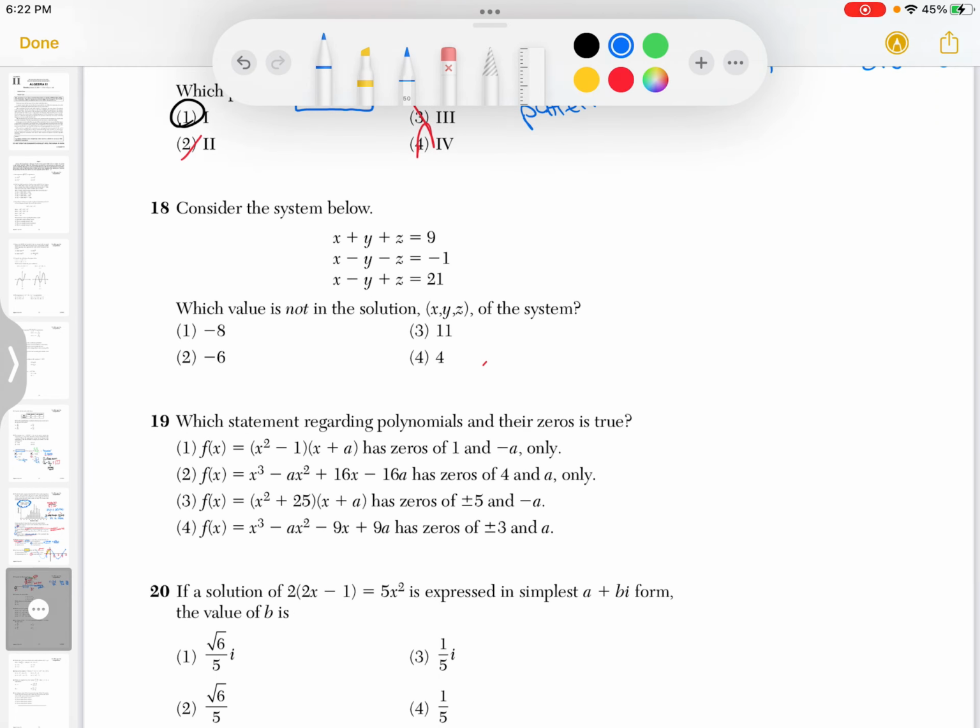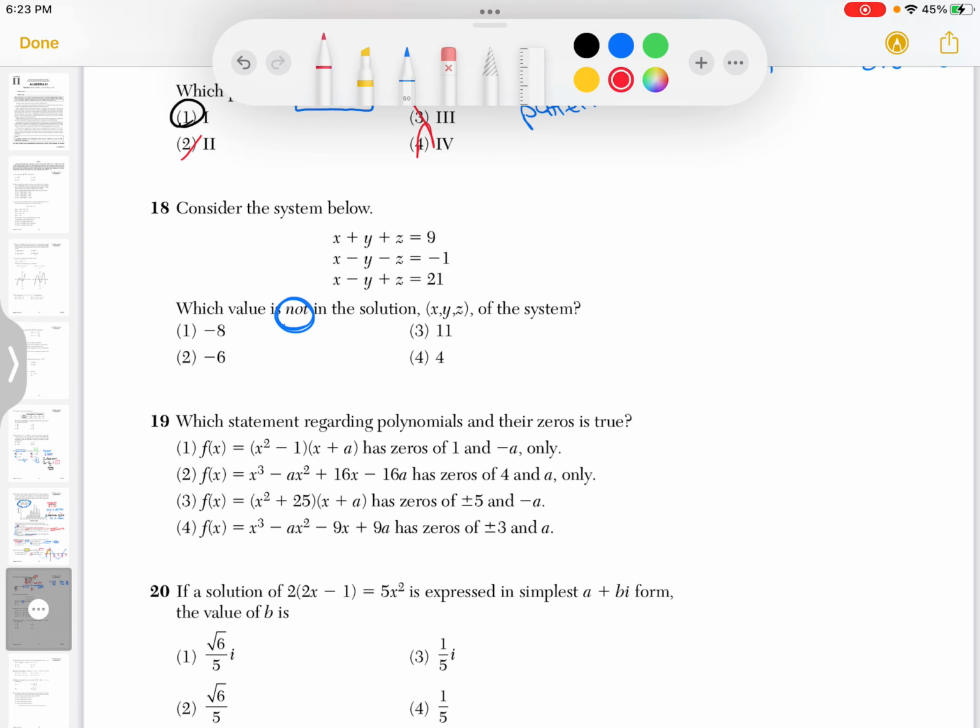All right, for number 18, consider the system below. This is a 3 by 3. Notice there's 3 variables, 3 equations. That's what it means to be a 3 by 3. It says which value is not in the solution x, y, z. So even though this is multiple choice, you still have to solve it to figure out what x, y, and z are, and then the multiple choice answer that does not have one of those values is the one that's not in the solution.